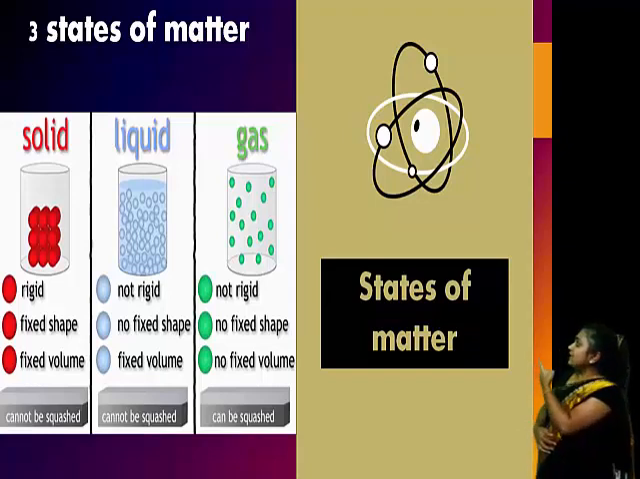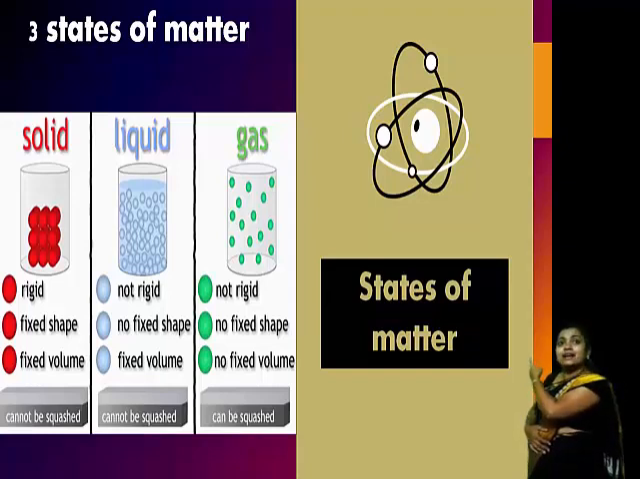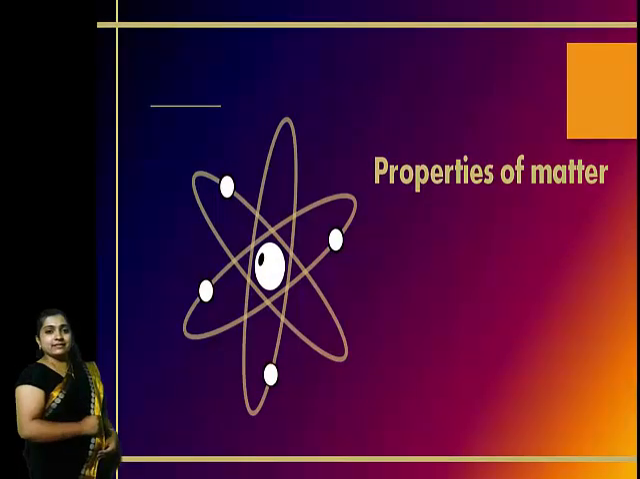In solids, as the atoms are very close to each other, solids have a fixed shape, they are rigid and they cannot be compressed. In liquids and gases, atoms have free space, therefore they can move. Therefore, they have no fixed shape. As in gases the atoms are far away from each other, gases are highly compressible, but liquids are not.